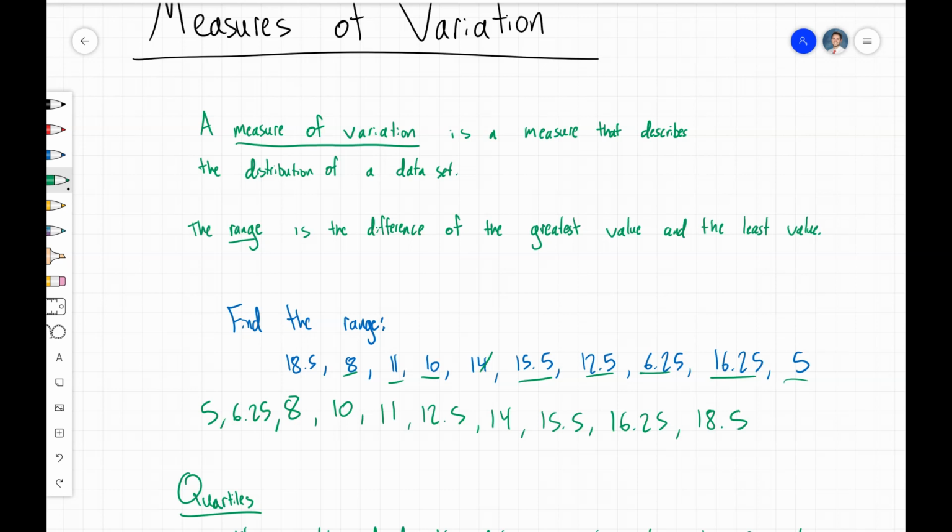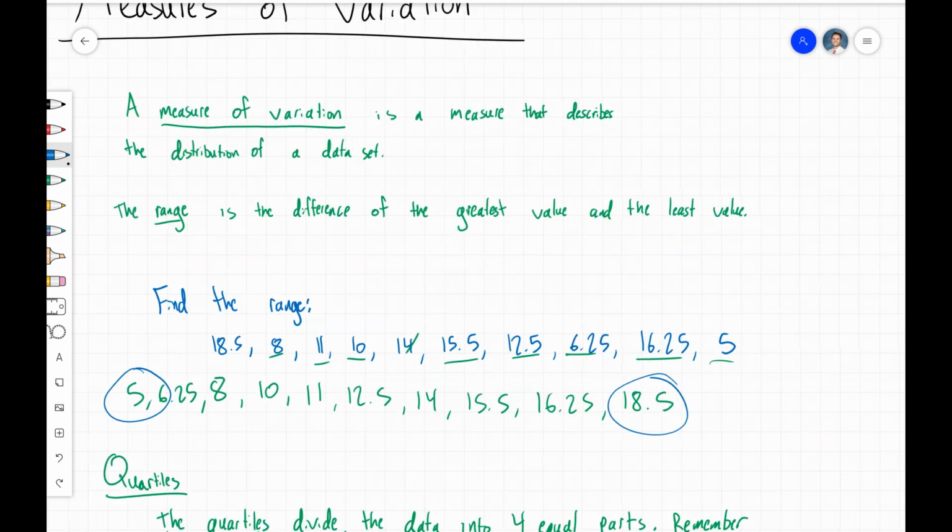Now the range, again, is just the difference between the greatest and the least. So what is the difference between these two numbers? Well, 18.5 minus 5 is 13.5. So our range is 13.5. And again, that's telling us that from here to here is a distance of 13.5. Now in general, the range can measure the variability of something.